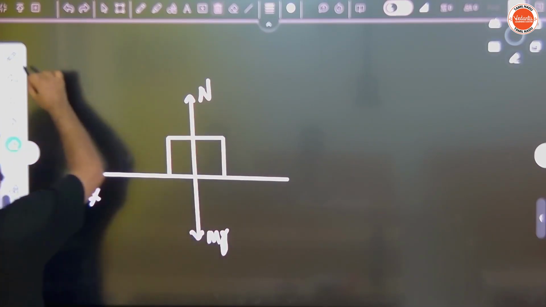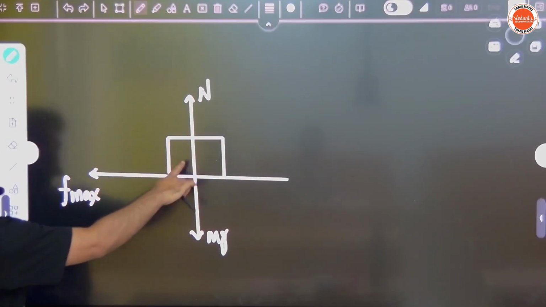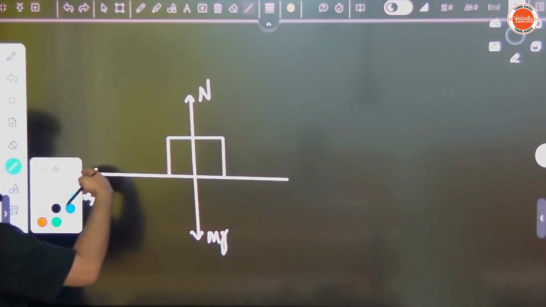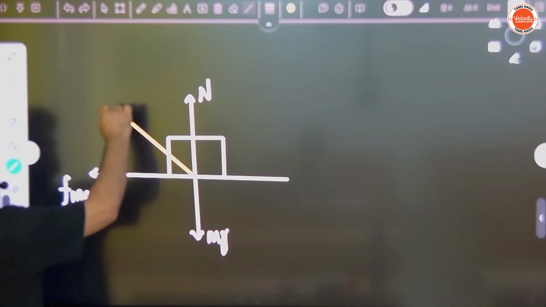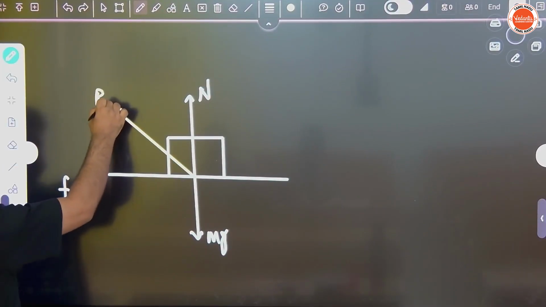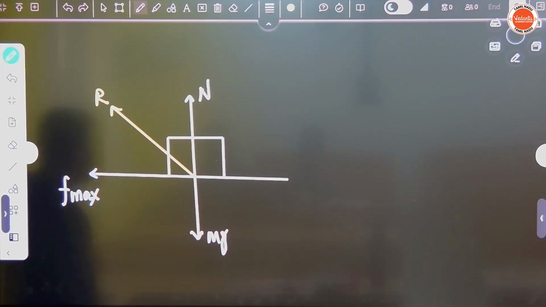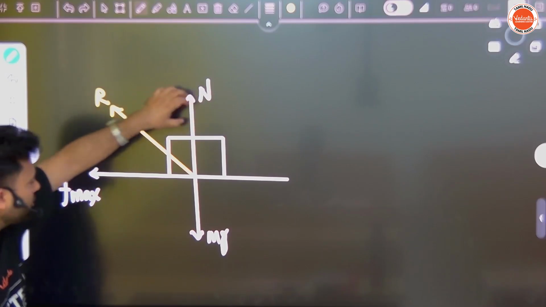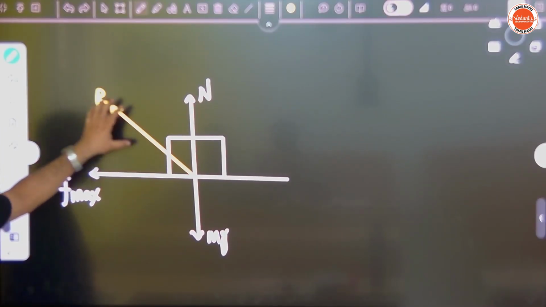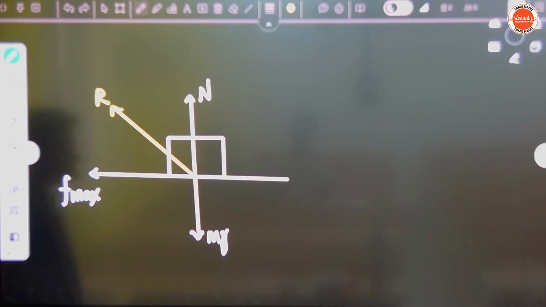Then what can we write? See, this normal reaction and this friction max, the resultant we call R. Correct. R is the resultant of normal and friction maximum. What is R? It is the resultant of normal and friction maximum.